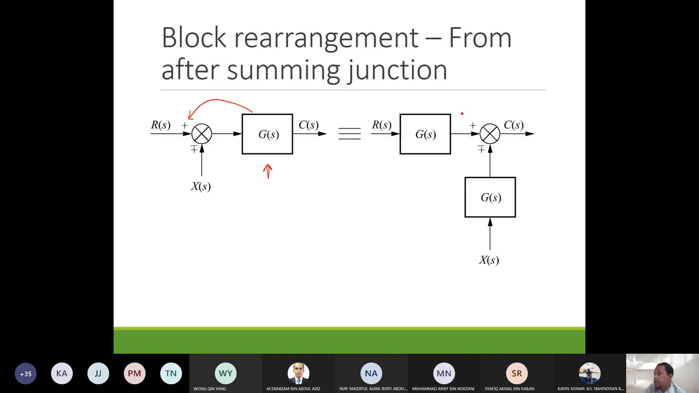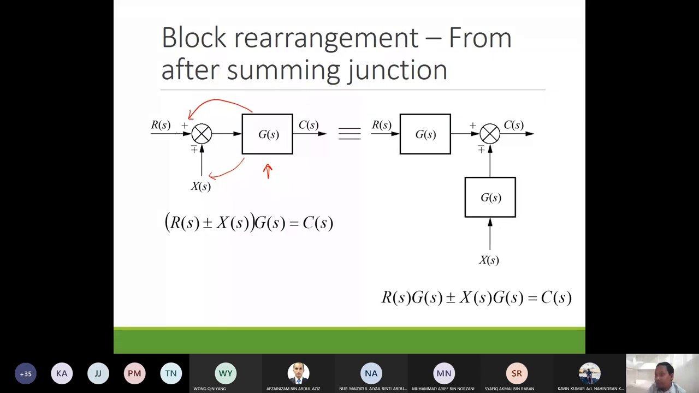What happens is that if you bring it before the summing junction, you put GS before the summing junction. So on the other signals, on the XS, you add GS. If you bring this backward, basically you bring it to RS and to XS at the same time. You cannot bring it to RS only. You need to bring it to both incoming signals. This is just a derivation to show that the transfer functions are the same. So if you want to bring GS before the summing junction, you need to bring it to both of the incoming signals.